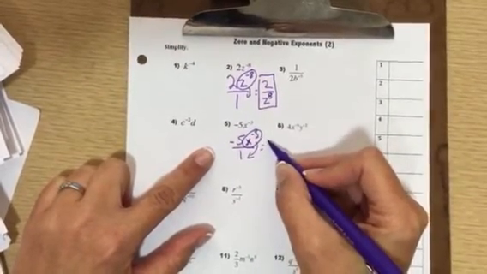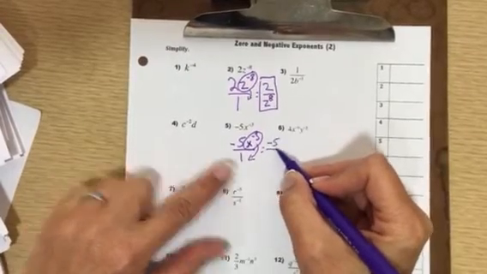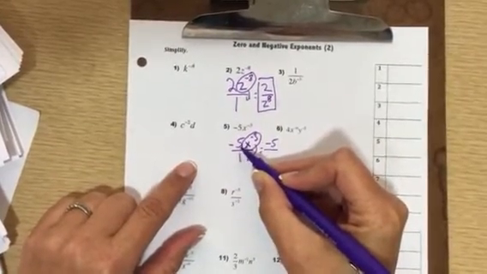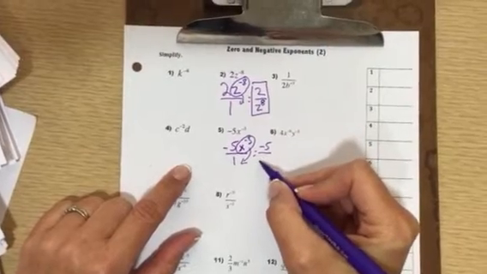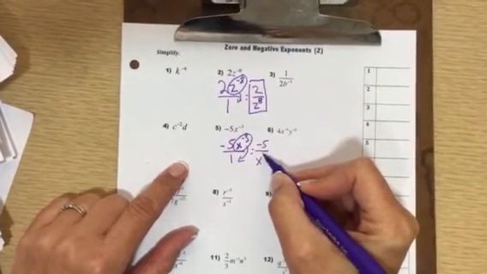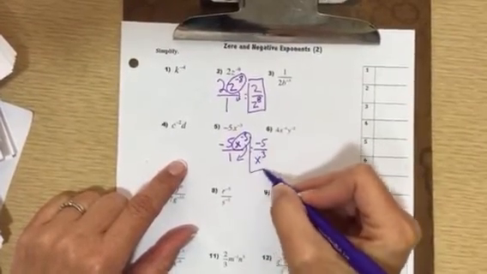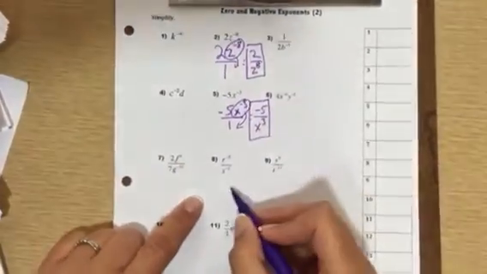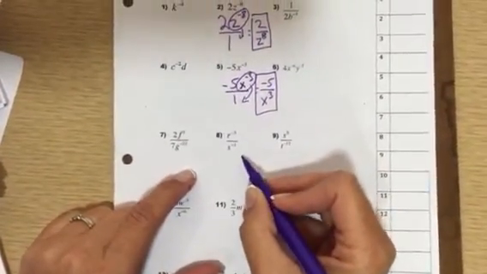So this is going to equal negative 5. Look, the negative 5 stays there because it's not affected by the negative exponent. And it's going to be over x to the 3. Done with that one. So see, once you get moving, it's actually kind of fast.